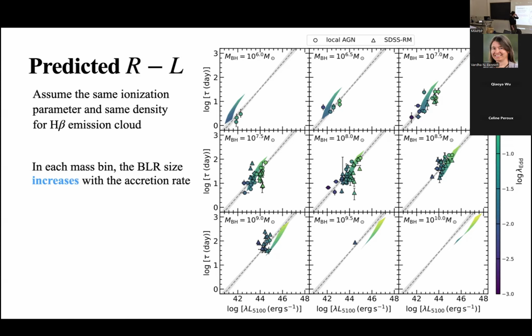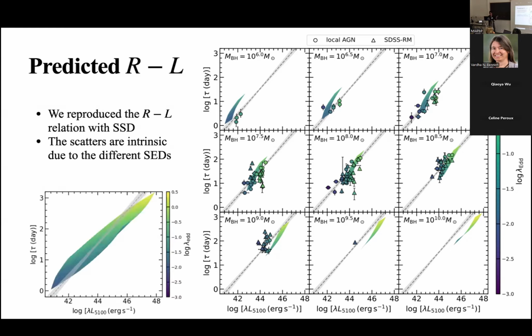You can see that each bin is a different black hole mass, and the stripe in the background is our prediction, and the data points are overlaid on each subplot. In each subplot, at a fixed mass, the broad line region size increases with the accretion rate, and they are very consistent with each other. So we got some good news that we successfully reproduced the R-L relation with the SSD model, the standard thin disk model.